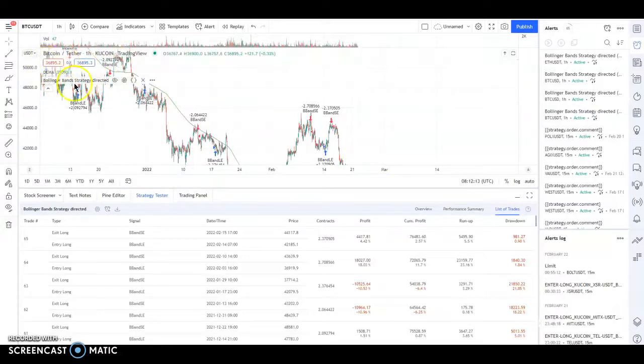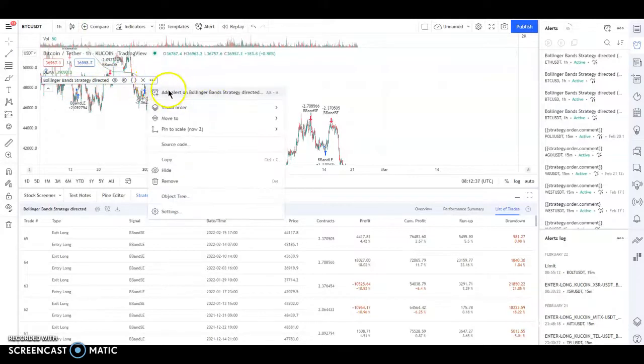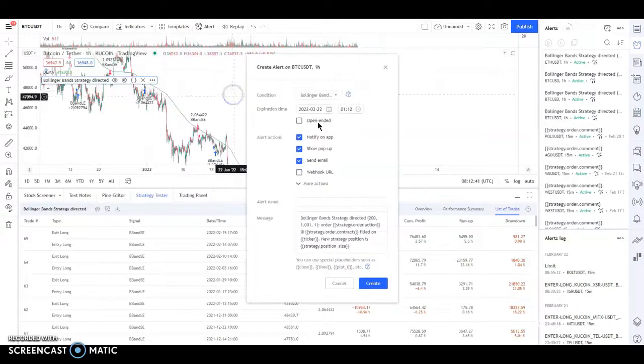So yeah, make sure you have the settings set up right, like I showed you in the beginning of the video for the 2 indicators. And then all you have to do is pull up what chart you want. So 1 hour, you're going to want to take trades on this chart, right? BTC USD 1 hour. So you go in, Bollinger Band Strategy Directed, go to these dots right here for more. Click Add Alert on Bollinger Band Strategy Directed.